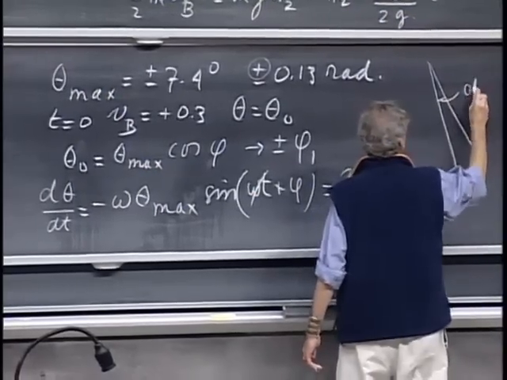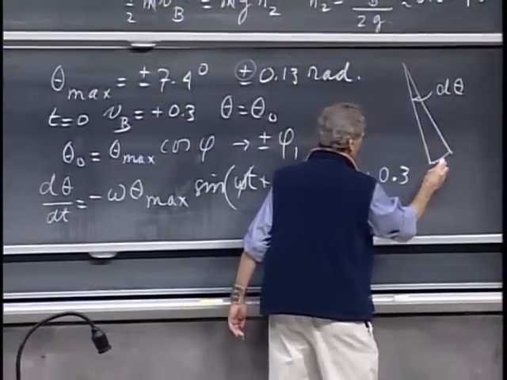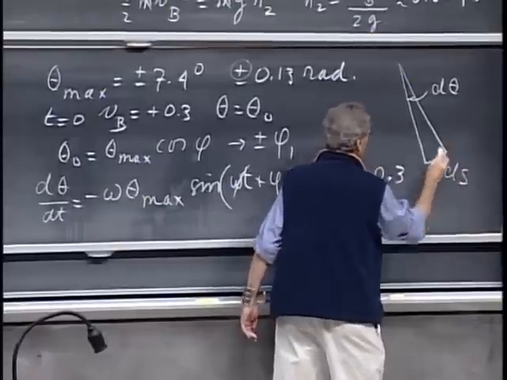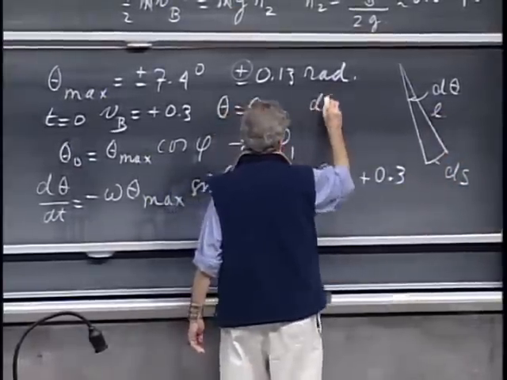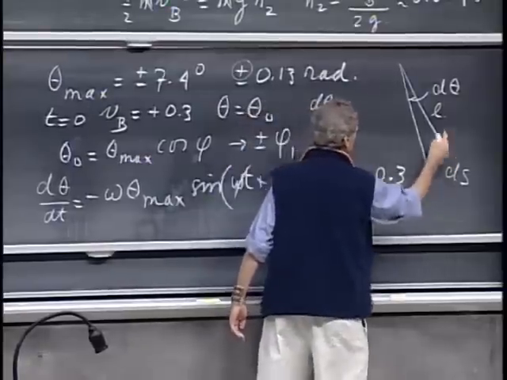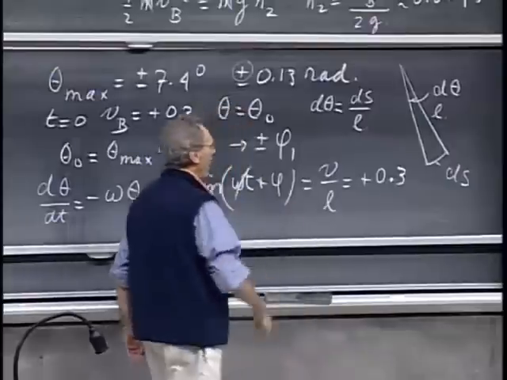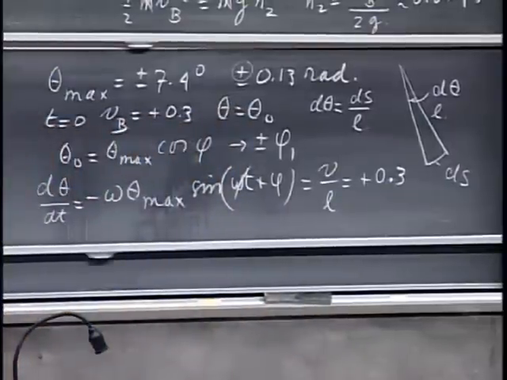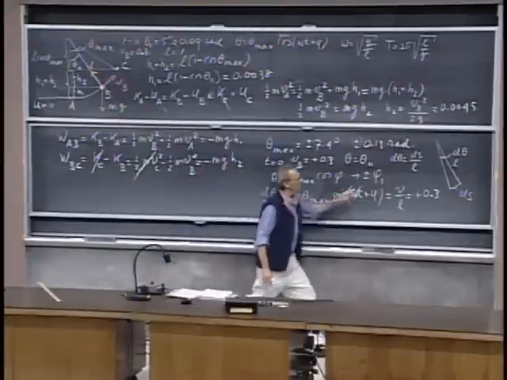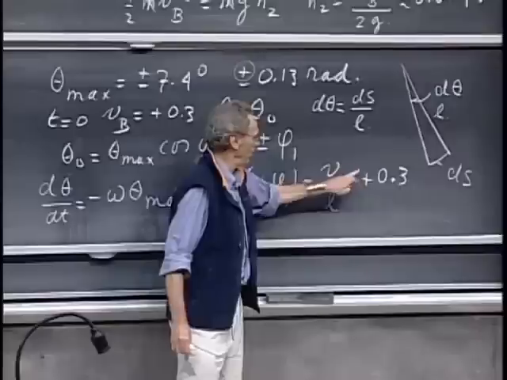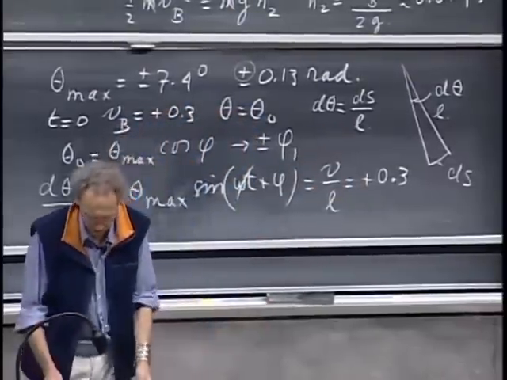If the pendulum changes the angle by an amount d theta, and if this arc here, I call that ds, and if the length is L, then the definition of d theta, the angle in radians, is ds divided by L. If you divide both sides by dt, which mathematicians cannot do, but physicists can, then you get d theta dt equals ds dt, and that is the velocity divided by L. So you see that d theta dt is v divided by L.